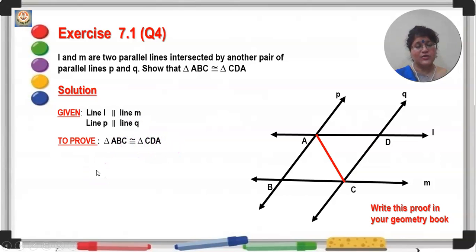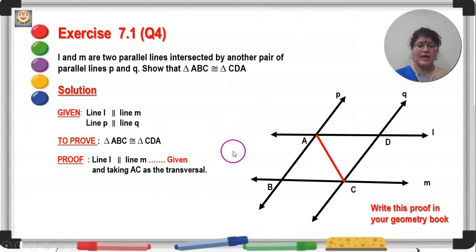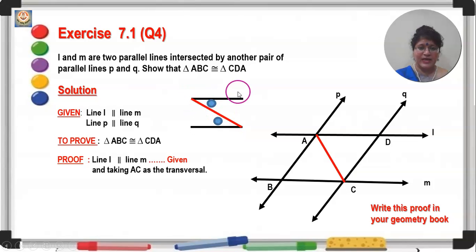So how do you start the proof? You take line L parallel to line M. So you begin by writing L is parallel to M and AC is the transversal. Now what I'm doing is drawing a diagram separately for better understanding. Now look at this diagram. This is L and this is M and AC is the transversal, right? So don't you get a Z-shape angle? That means this angle will be congruent to this angle.